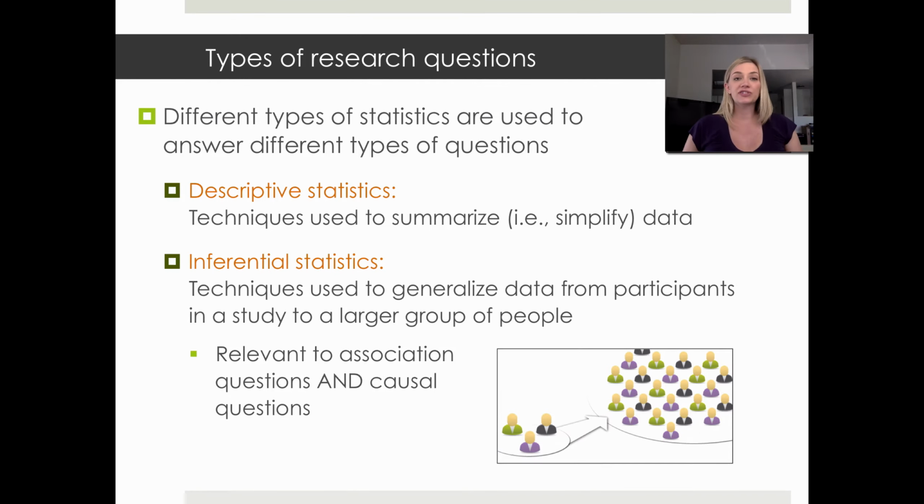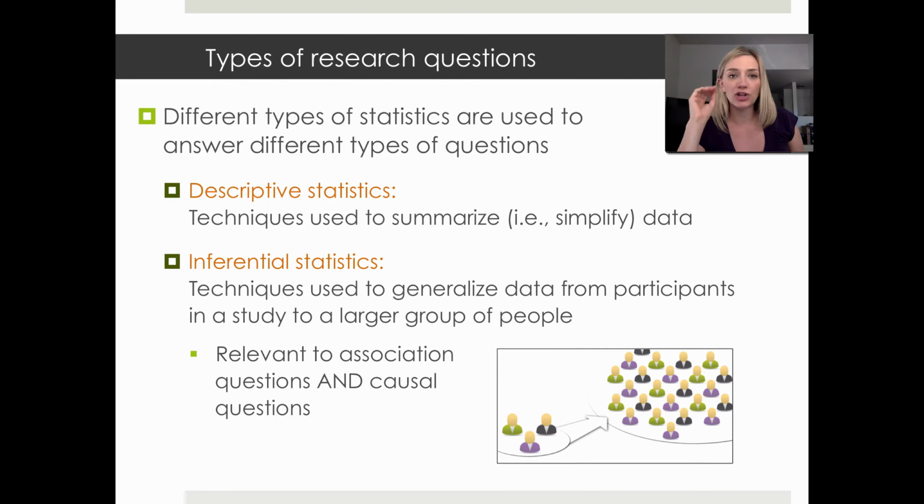Now, inferential statistics have to be conducted for association questions and causal questions. So only frequency questions get out of inferential statistics. So if you're conducting correlational or experimental research, that means you're asking an association or a causal question, respectively, then you have to conduct both descriptive and inferential statistics.